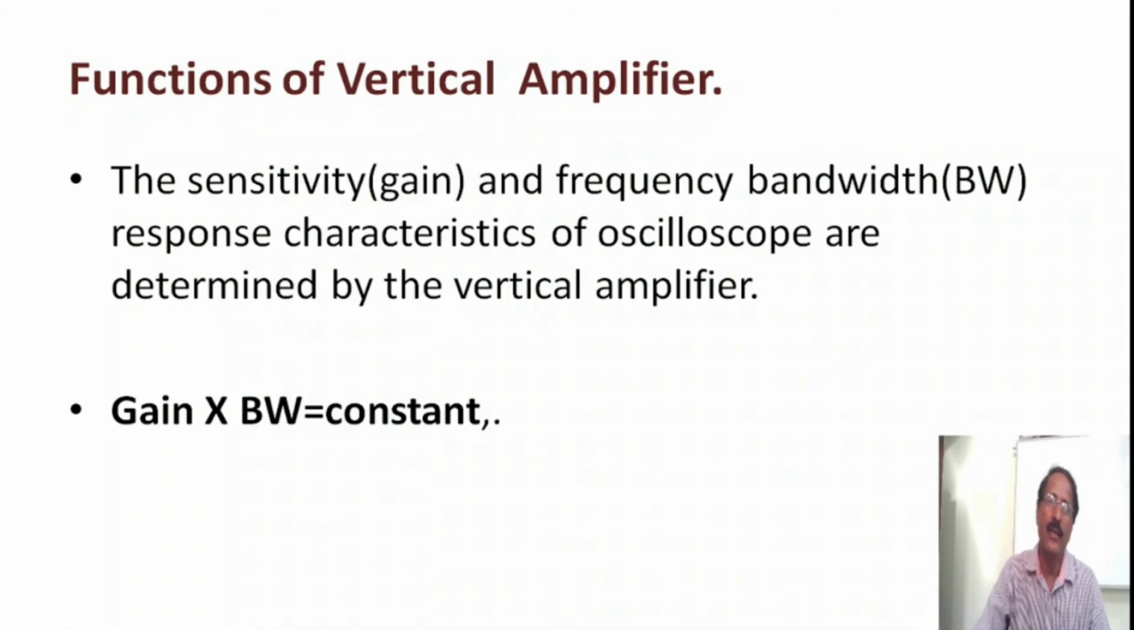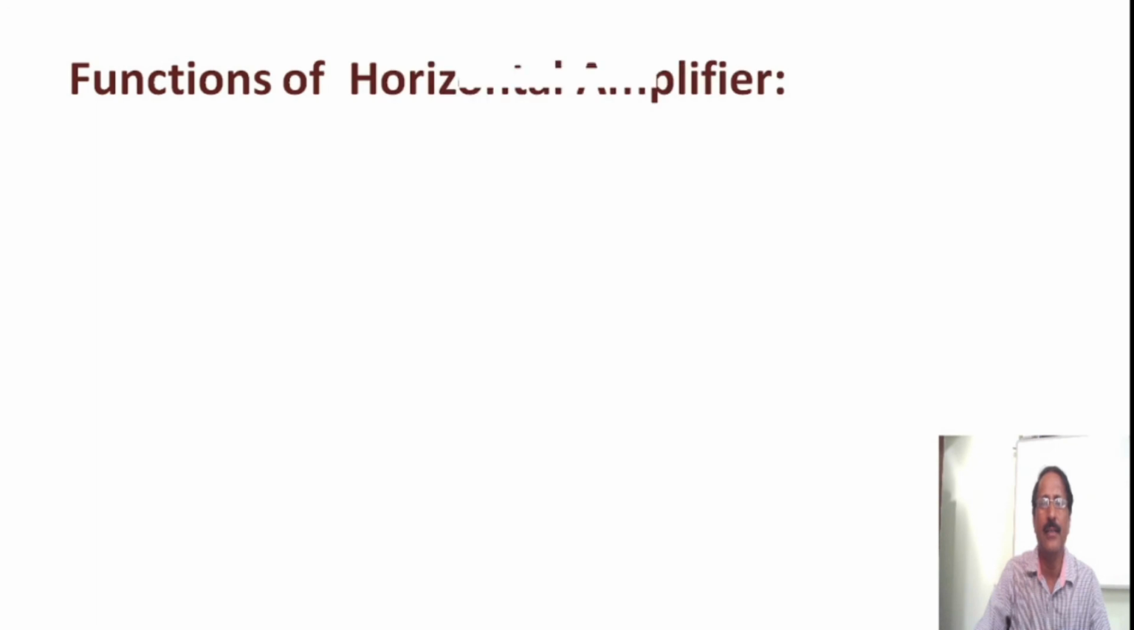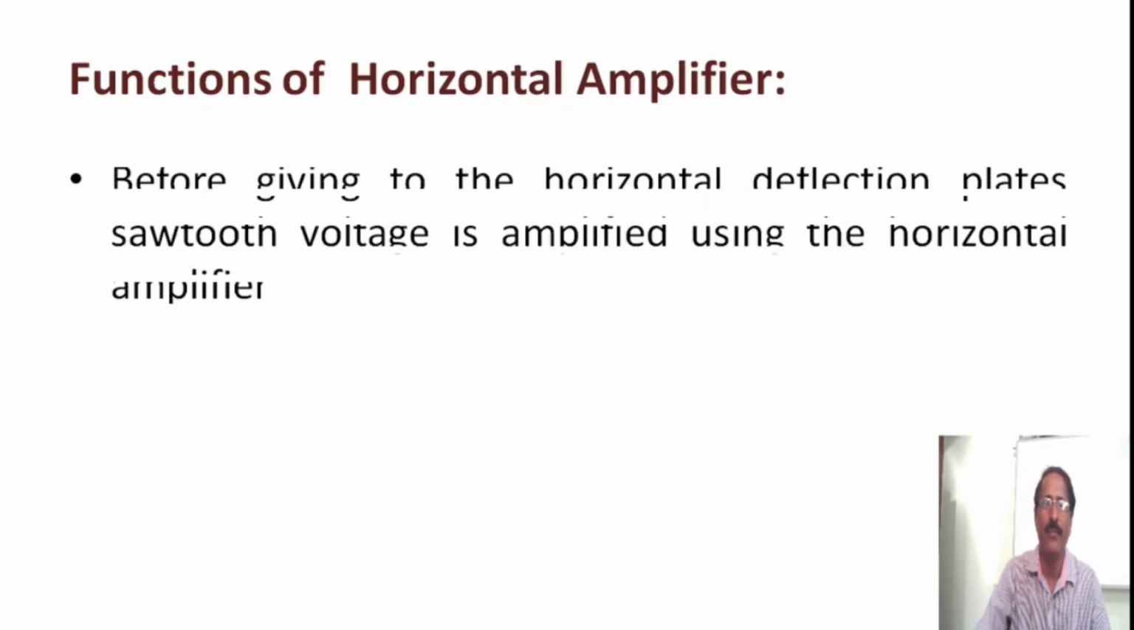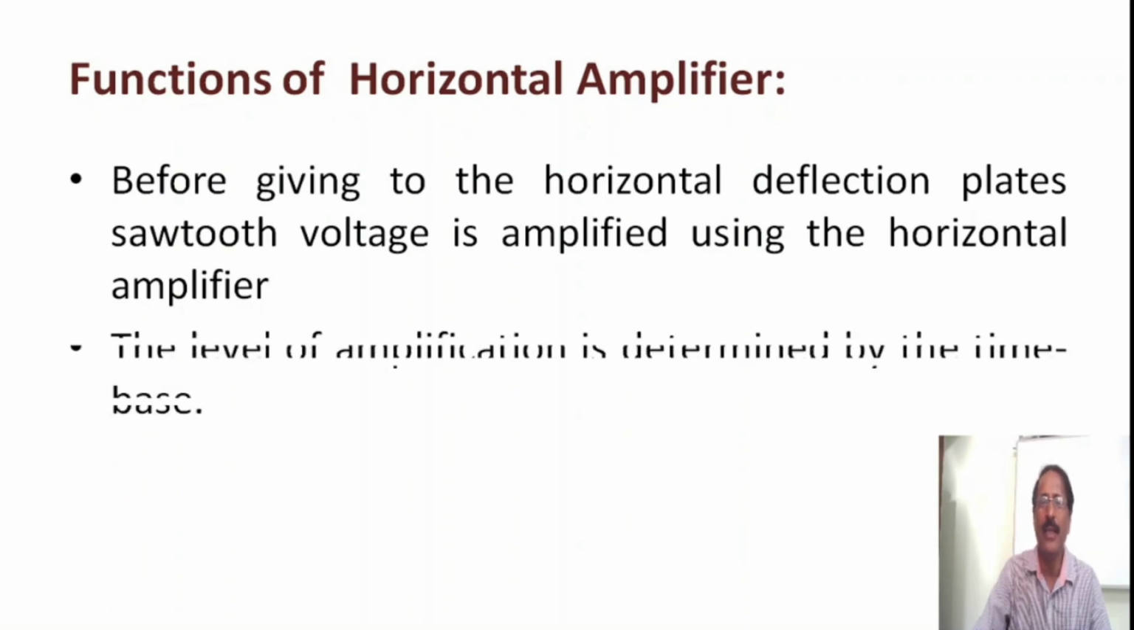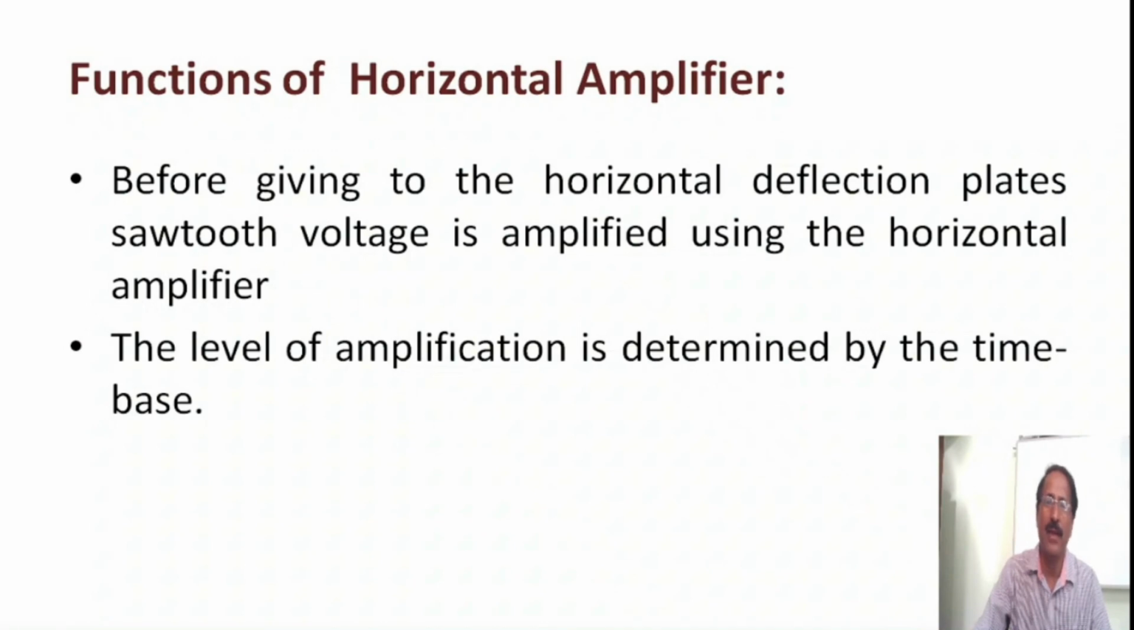Now let us see the functions of the other amplifier, that is the horizontal amplifier. The sawtooth voltage produced by the time base generator may not be of sufficient strength. Hence, before giving it to the horizontal deflection plates, it is amplified using the horizontal amplifier. The level of amplification is determined by the time base.